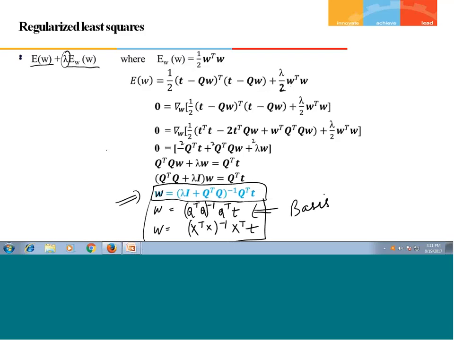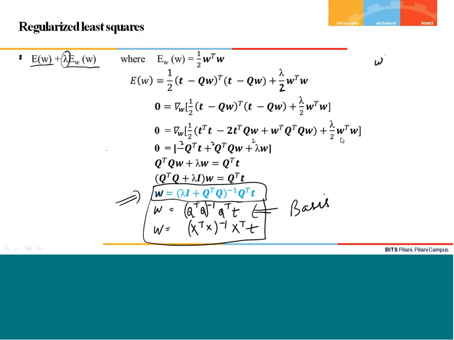So this lambda by 2 of W transpose W, I told you that you can simulate it with a term like x square, W square. When you differentiate W square with respect to W, you will get 2W. Similarly, when you differentiate W transpose W, you will get 2W. So you will get 2W here, and this 2 gets cancelled with this 2, right? So how does this lambda W come away?